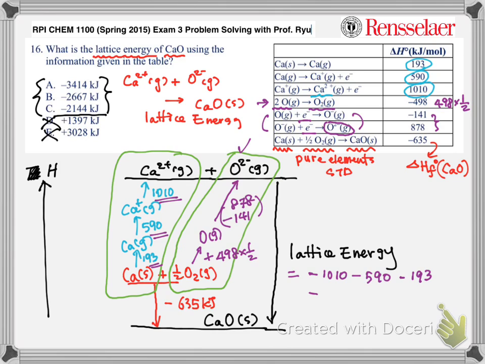So there's a minus 878 plus 141 and minus half of 498, and then this is the same direction. So now minus 635 kilojoule. So putting everything together, that's that lattice energy, and if you do that, you will get this minus 3414 kilojoule, which is the answer for this is an A. Okay.